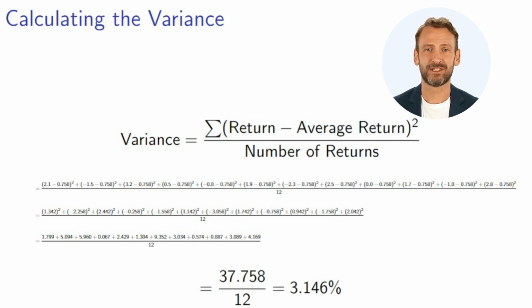Then we sum each of the squared deviations. In the third line below the variance formula, we sum the values 1.799 plus 5.094 plus 5.960 and so on. Summing all of this, we get 37.758. Now we divide this sum by 12, since there are 12 returns. The variance is 3.146%.